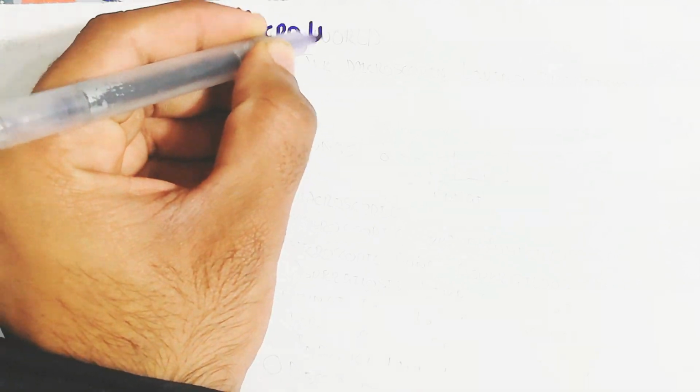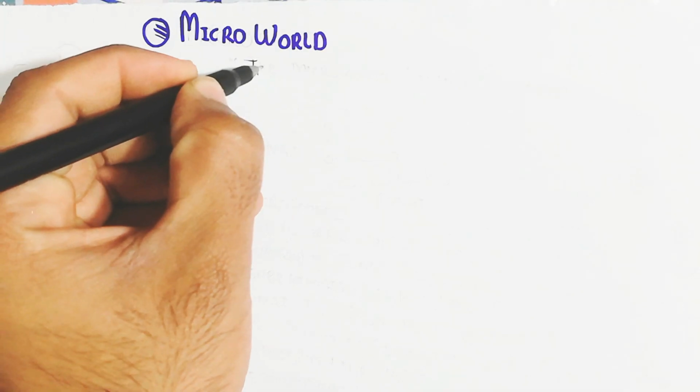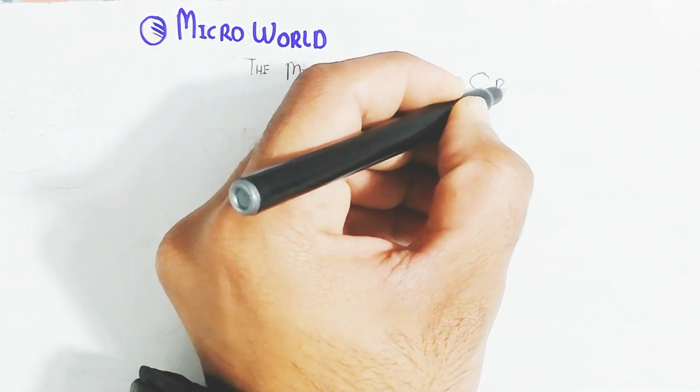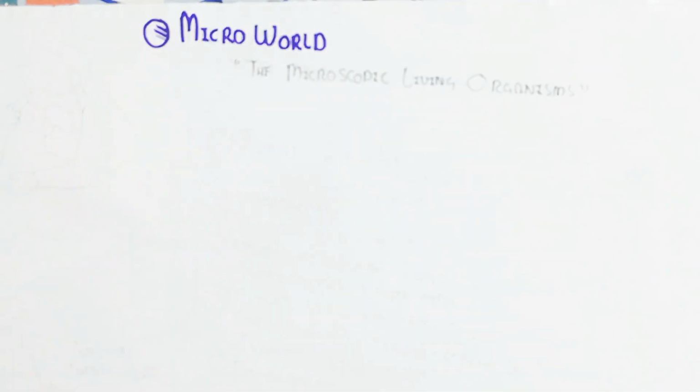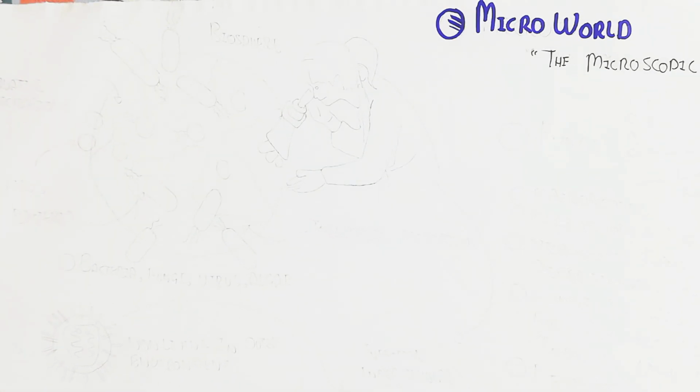The microworld contains the microscopic living organisms in the biosphere, and it plays a very important role with humans and animals. Without the microworld, it is impossible for any animal to survive.